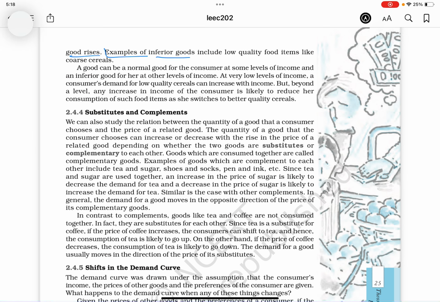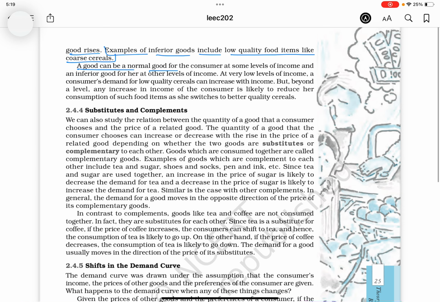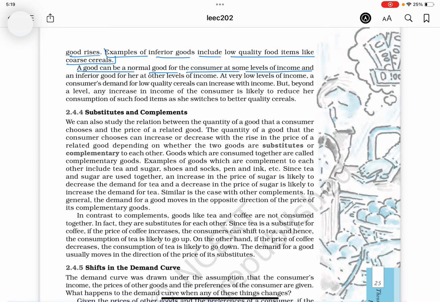Examples of inferior goods include low quality food items like coarse cereals. A good can be a normal good for the consumer at some levels of income and an inferior good for her at another level of income. At very low levels of income, a consumer's demand for low quality cereals can increase with income, but beyond a level, any increase in income of the consumer is likely to reduce her consumption of such food items as she switches to better quality cereals.